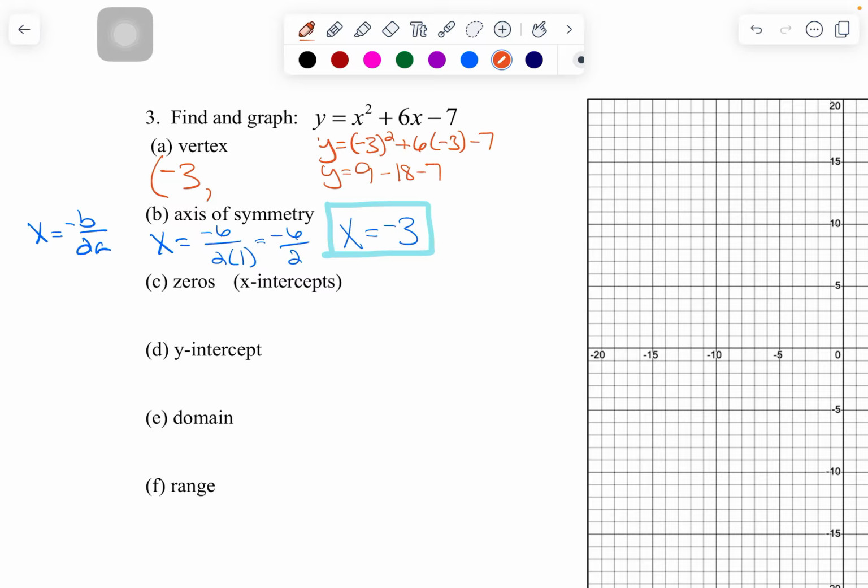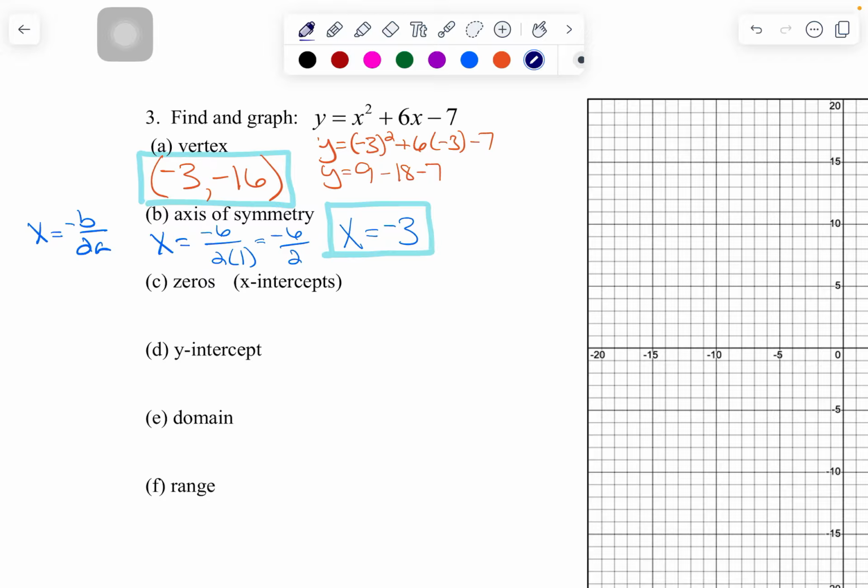Let's see what we got here. Negative 18 minus 7 would be negative 25. Negative 25 and a positive 9 should be, I believe, negative 16. We're going to go with that. All right. I like that answer. So the vertex here is negative 3, negative 16.